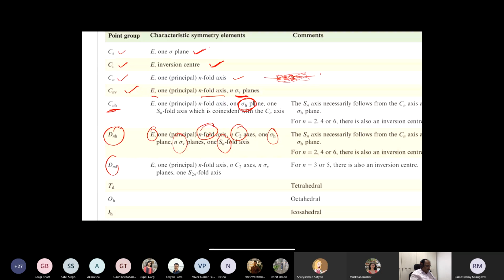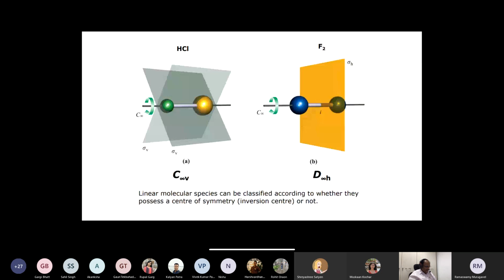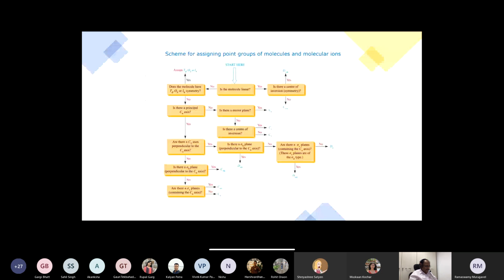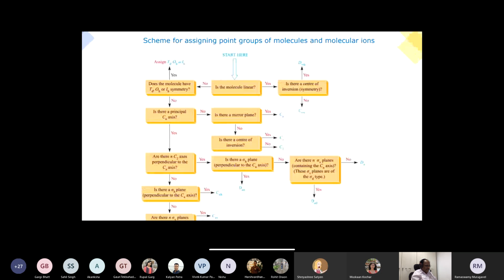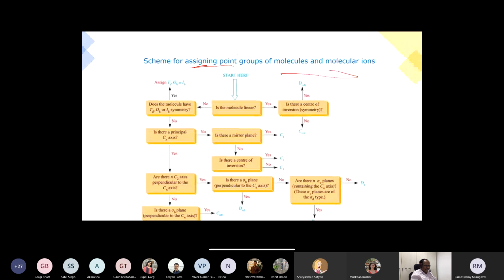So you can go on, keep adding more and more symmetry elements. These are extremely complex; they have too many symmetry elements. So I will just show this tree. I bet all of you have seen this: the scheme for assigning point groups of molecules and molecular ions.